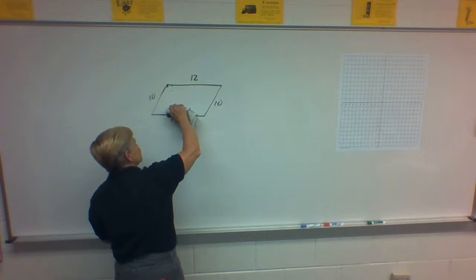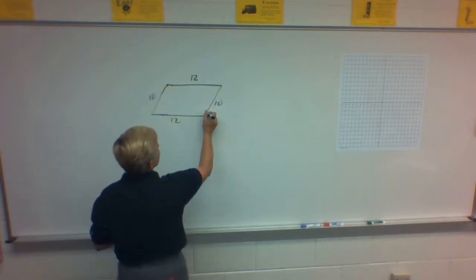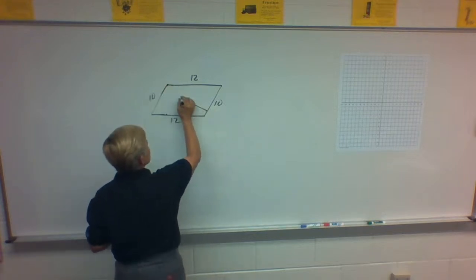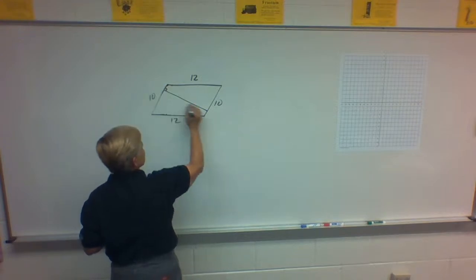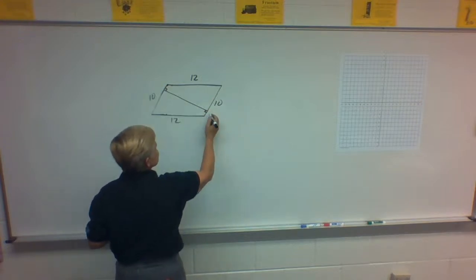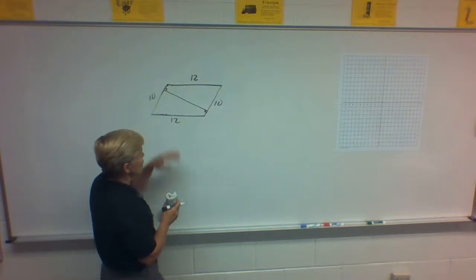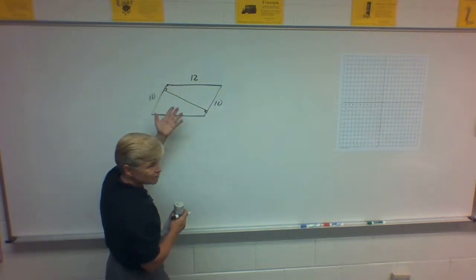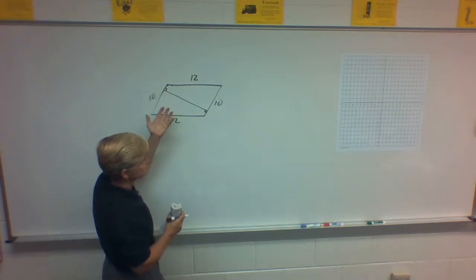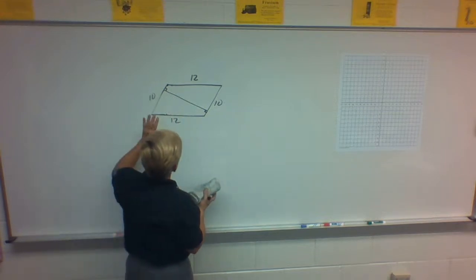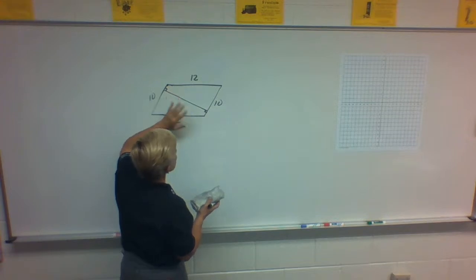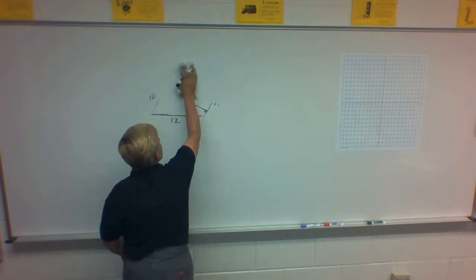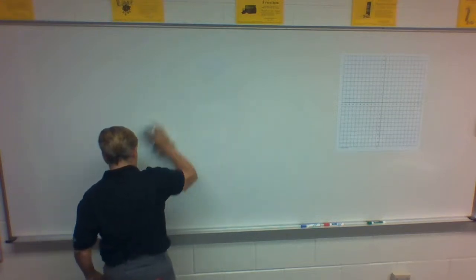You could let the 10 be the base if you wanted, but you would have to find the length of this segment here, which is perpendicular to the base, to use 10 times this. And that would also give you the same area as 12 times this, because it's the same polygon. Okay. So bases and heights that you use for area must be perpendicular. All right. Let's see what we got going now.